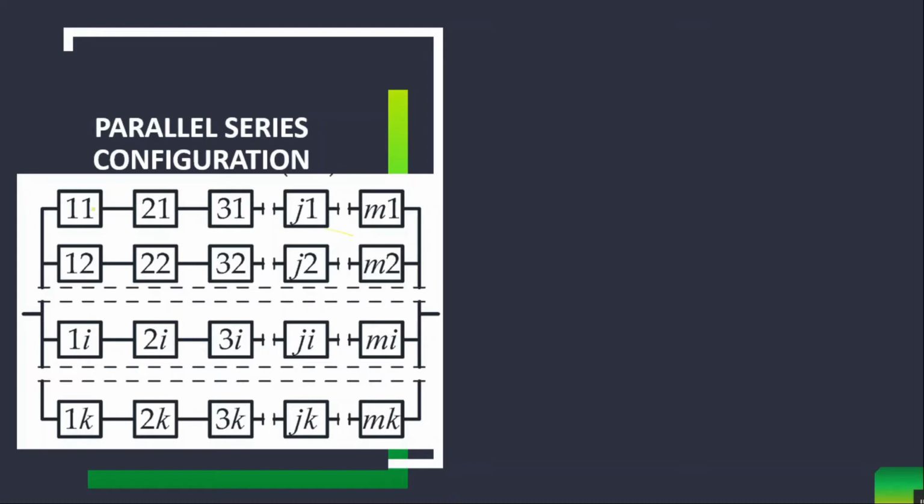Suppose in some diagram you can replace this one with a continuous line if it is 1. Similarly, if a particular path is absent, you can replace it with 0. So this one is a general parallel series configuration where we have k parallel paths, and in each parallel path we have m elements. So I told you what we have to do.